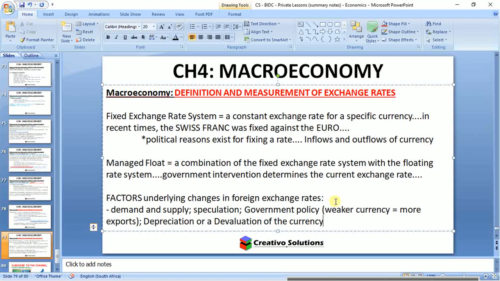Devaluation is Zimbabwe. Would you want Zimbabwean dollars? No. Definitely not, because it's worth almost nothing in terms of its value. So when we talk about devaluation, we're placing less value on that country's currency versus what we can exchange it for. Does that make sense?